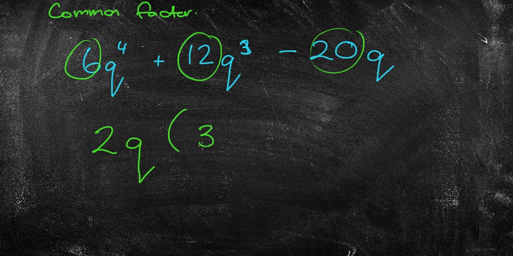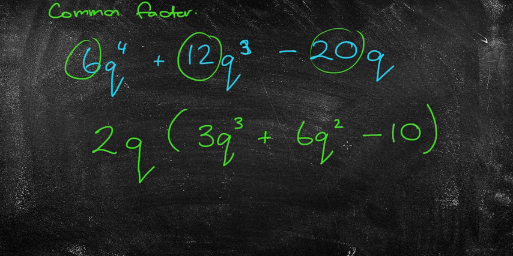2 times 3 makes 6. Then I'm missing 3 of those q's to make the q to the 4. Plus 2 times 6 makes 12, but I'm missing 2 q's to make the q cubed. Minus 2 times 10, and that makes negative 20q, and I'll look through there.